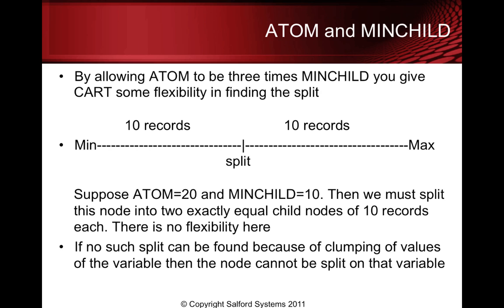So in the diagram over here, we're looking at the values of a particular splitter. And so you can see that we've got the minimum value of the splitter on the left. We've got the maximum value of the splitter on the right. This is the variable that we're going to use to make the split. And now I've indicated in the middle a split point. That split point may not exist. We may not have the option to select a split in this variable that will allow the 10 records to go to the left and the other 10 records to go to the right. If we can't find that kind of split, perhaps because of clumping of values, then we're not going to be able to make the split.